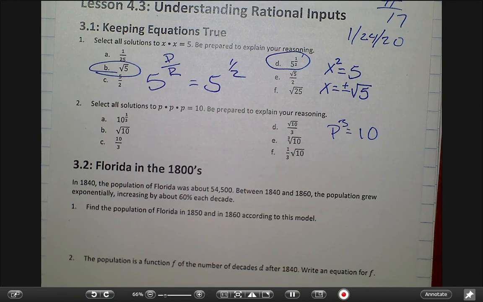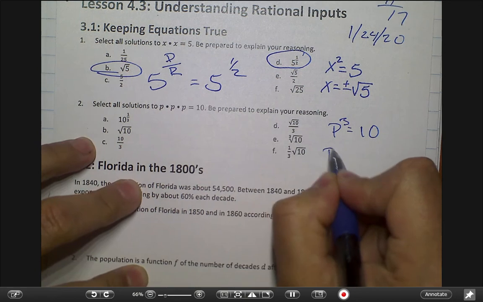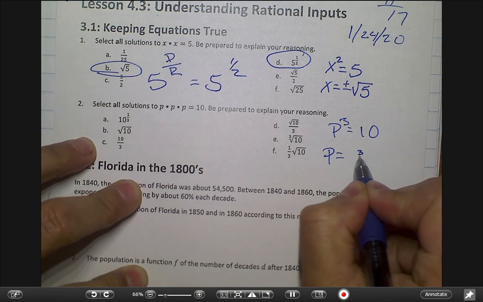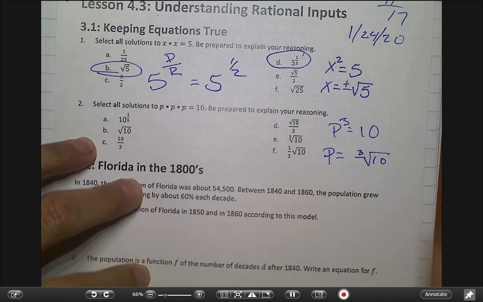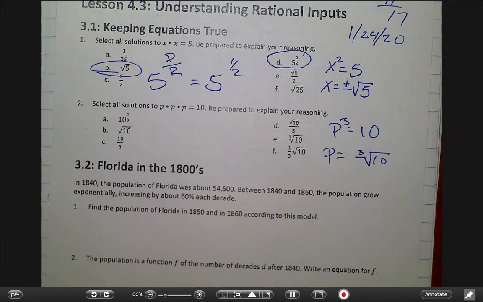Okay, so to undo this one, I have to cube root. So P is equal to cube root of 10. Now, this one is not plus or minus. It's not going to matter. Because if you square a negative, you get a positive always. But if you take a negative to the third power, it's a negative again. That means 3 negatives together gives you a negative.